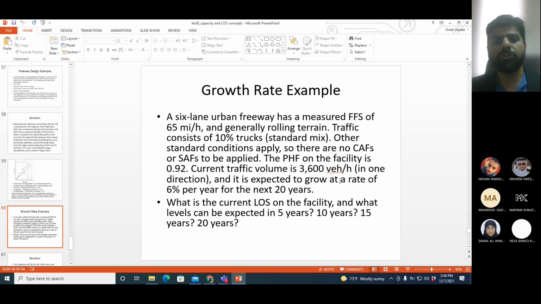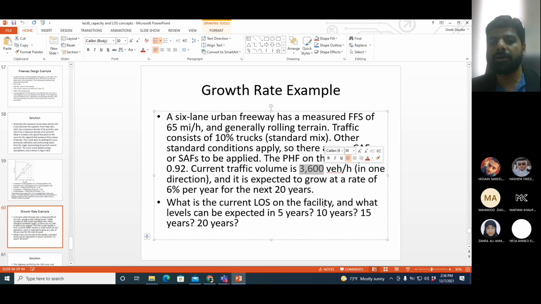So when you are doing it for the current year, take this volume. When you are doing it for the next 5 years, the volume should be increased by 6% for 5 years, and then that will become the volume. The same for 10 years, 15 years, and 20 years. The procedure will remain the same, like we did yesterday for the freeway. Go back and check that example. We calculated VP and BP, and then we calculated density. So you will do it for each year separately: the current year, then 5 years, 10 years, 15 years, and 20 years.